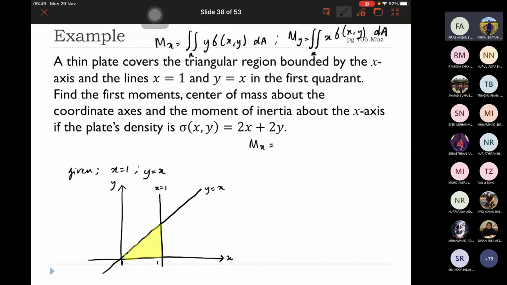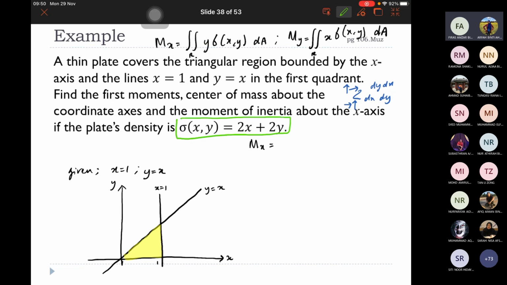So ada yang dapat tak? Daripada berapa ke berapa? Awak boleh ambil dy dx atau dx dy. Okay. Kalau dy dx gerakkan atas ke bawah, kiri ke kanan. Kalau dx dy kiri ke kanan, atas ke bawah. So mana-mana pun sama je. Ni dia punya density. Ada yang dapat? Apa dia punya region?